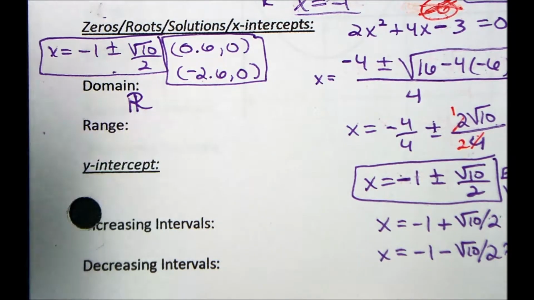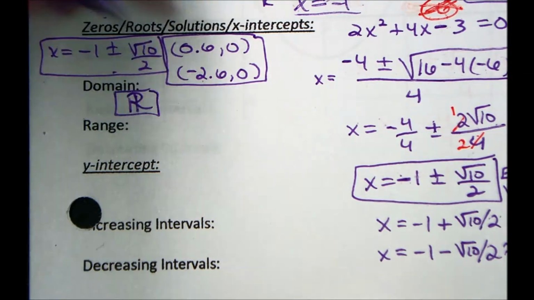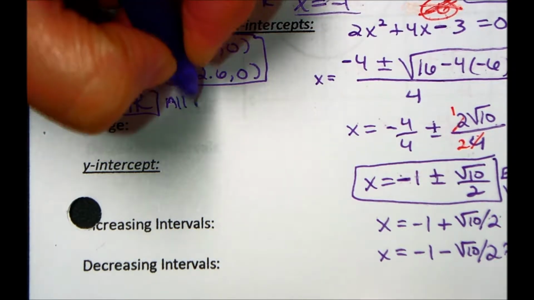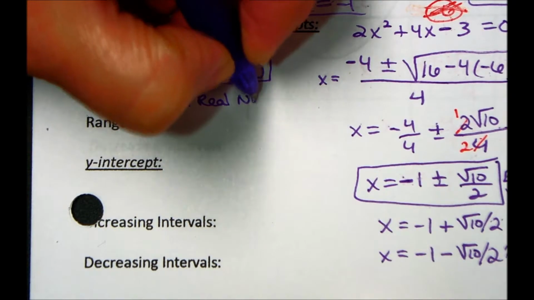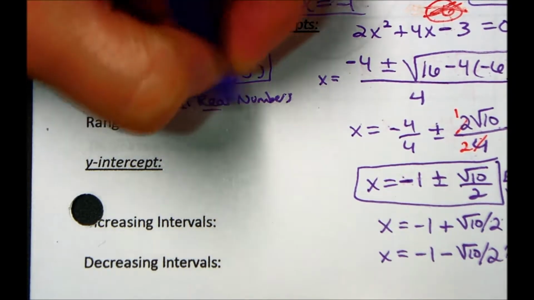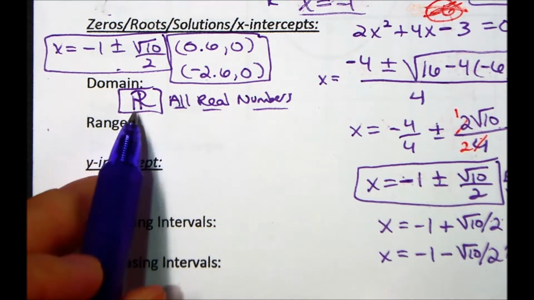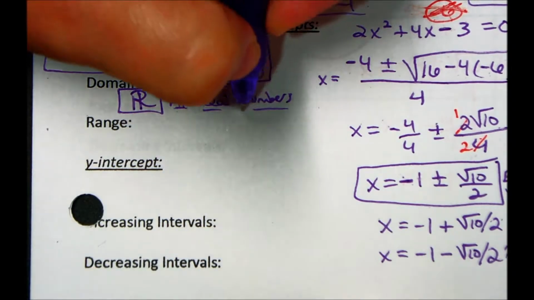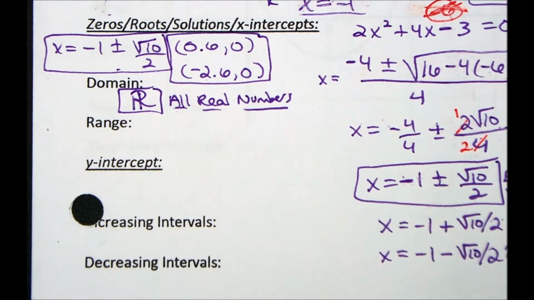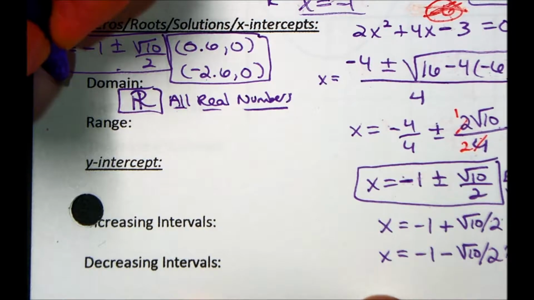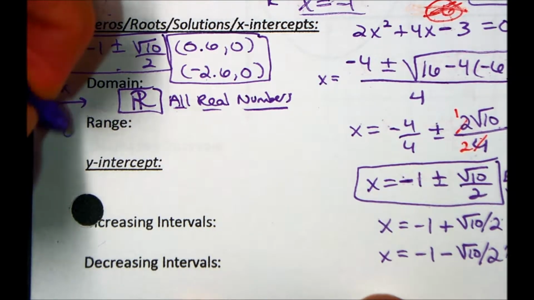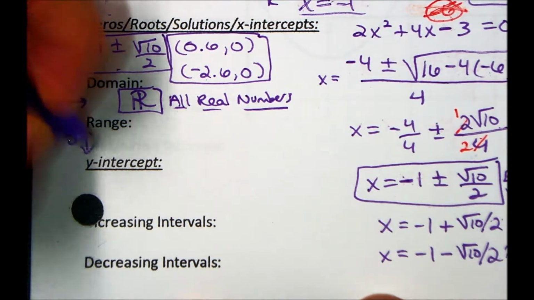If you're going to use the symbol for all real numbers, then it has to be written correctly. If you can't do that, then write all real numbers. So that's your choice. You either write the symbol correctly or you write out the words all real numbers. No abbreviations. Okay, the range. So the range is your y values. Domain was your x values, which is left and right. Your range is your y values, so think up and down.